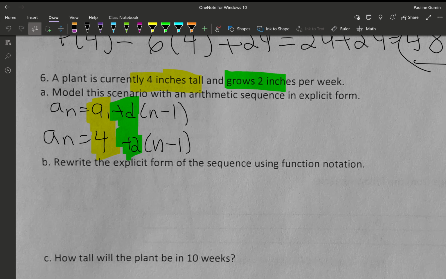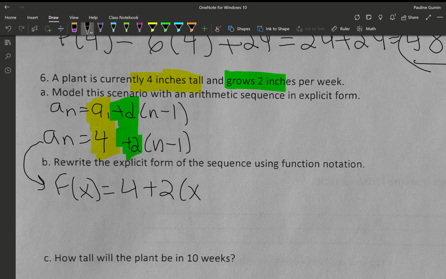Let's rewrite the explicit form of the sequence using function notation. So instead of an, I'm going to have f of x. 4 stays 4, and plus 2 stays plus 2. But n minus 1 becomes x minus 1. What we're going to do next is distribute. Once again, we can only distribute something that's next to the parentheses. So 4 stays 4. 2 times x is 2x. And 2 times negative 1 is negative 2.